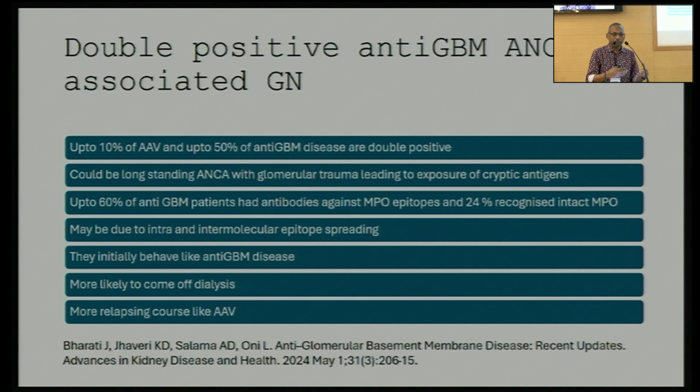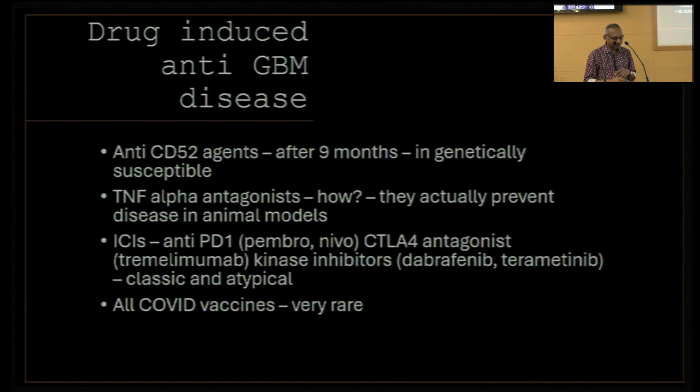And again, the anti-MPO, we already talked about that. Epitope spreading is one of the mechanisms by which this occurs. So the important clinical points are that they usually behave like anti-GBM disease and have to be treated like anti-GBM disease. But the important point is that they may come off dialysis better than those with pure anti-GBM disease alone. At the same time, they may relapse, unlike anti-GBM disease, like an ANCA vasculitis. So they have the behavior of both. Some of the behaviors are good, some are not good, so we have to select whichever we like.